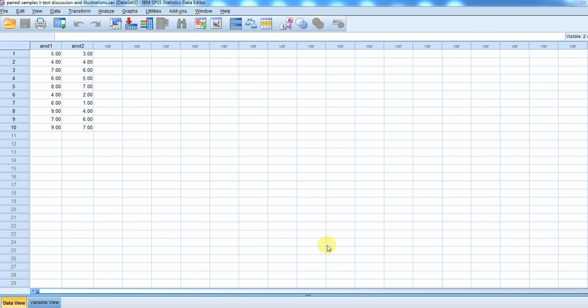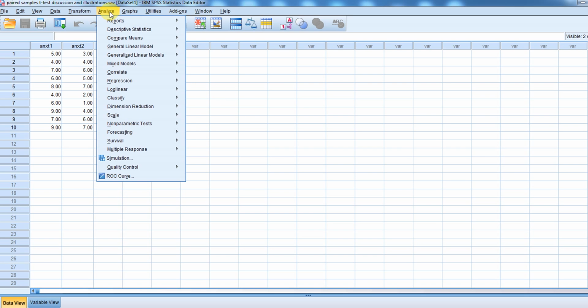In my previous video on the paired samples t-test, I illustrated how to carry this out using SPSS. In that video, I had two variables in my data set: anxiety scores measured at time 1 and anxiety scores measured at time 2. So we had an intervention period between those two measurement points, and we were looking to see if there were significant changes in anxiety scores between those two points.